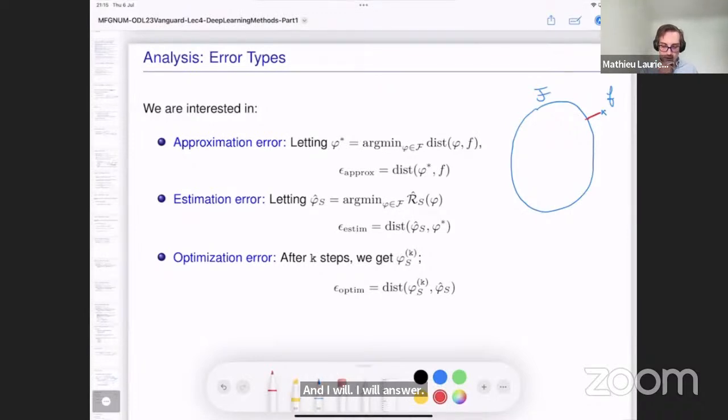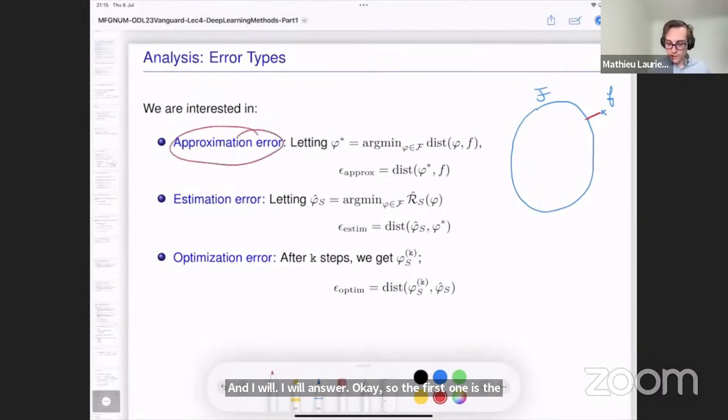Okay, so the first one is the approximation error. It's some kind of incompressible error based on your class. So this could be one reason why you see a big error in your algorithm, or why your algorithm is not precise, just because your neural network is not deep enough or wide enough, for example. And the algorithm cannot do anything about it. Even if you train for longer, it's not going to change anything.